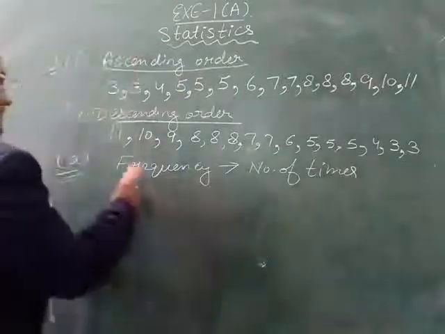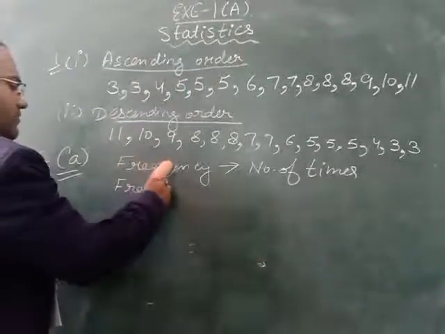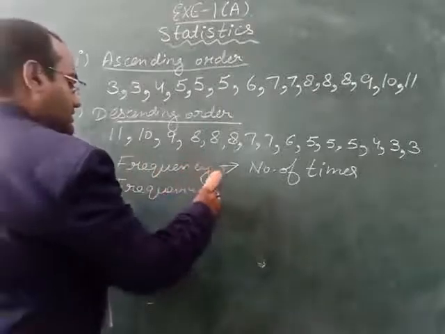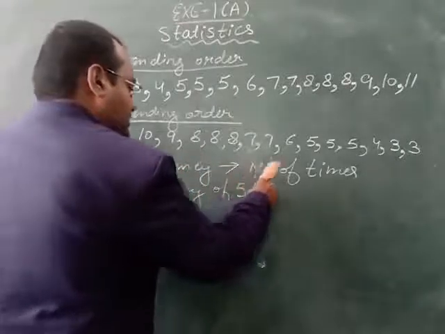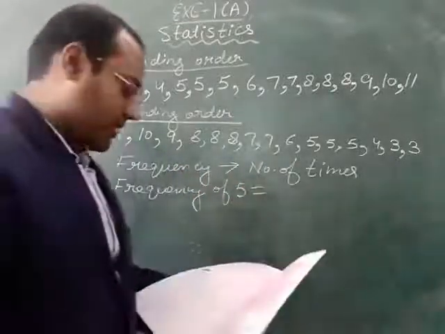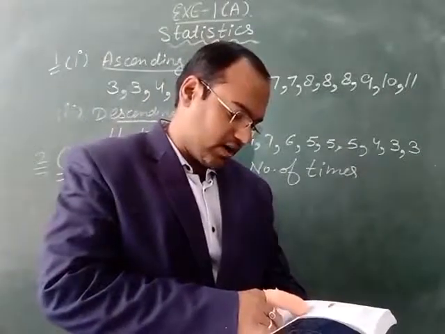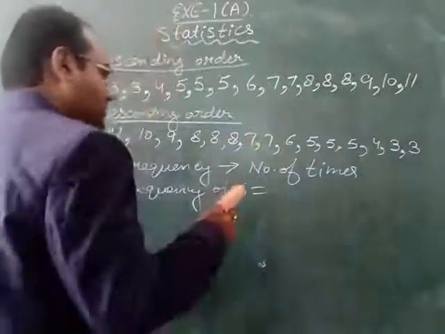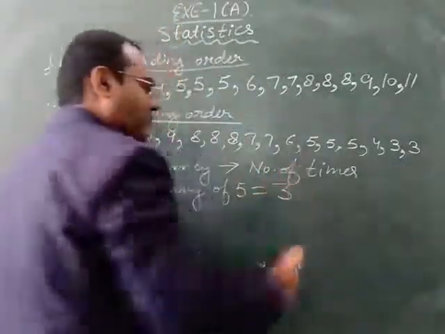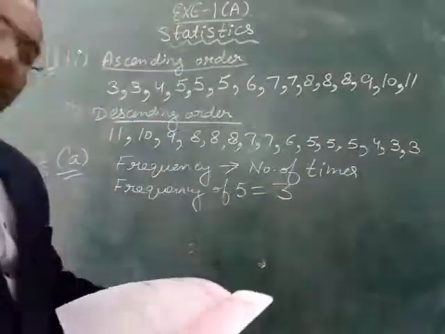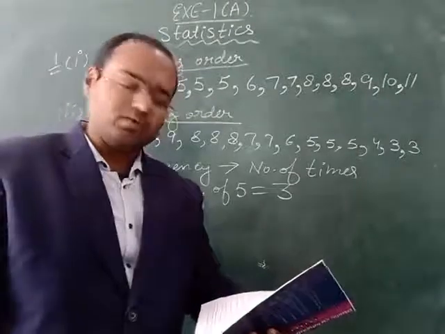So we will write here in the first part, frequency of 5 is equal to how many times this 5 is coming. If you count it, 5 is coming 1, 2, 3 times. 5 is coming 3 times, so the frequency of 5 is 3. In the same way you have to do part B also.